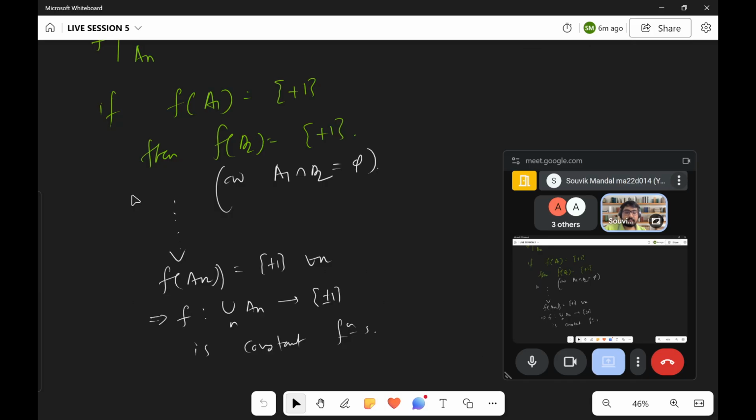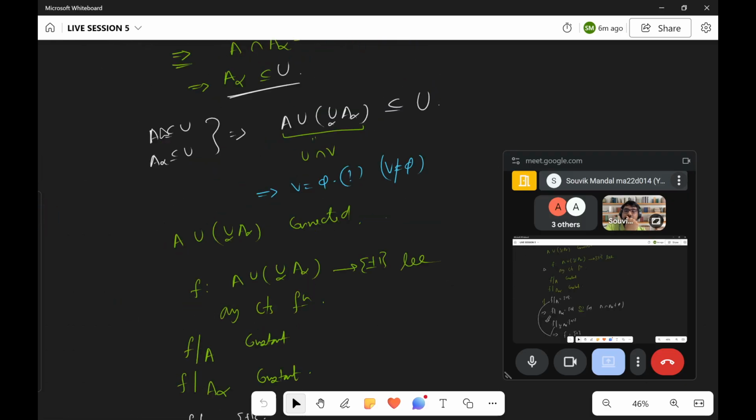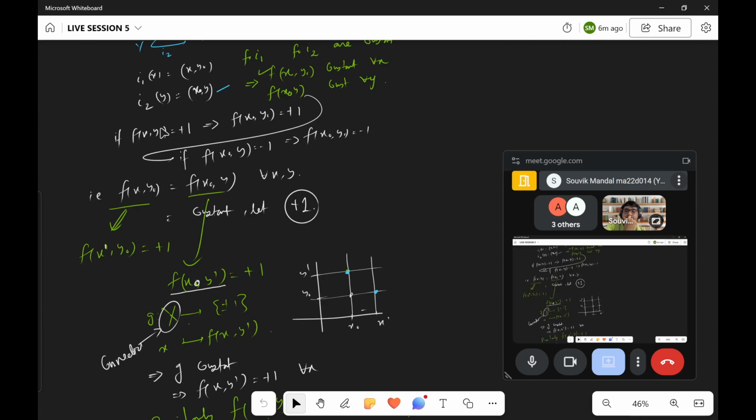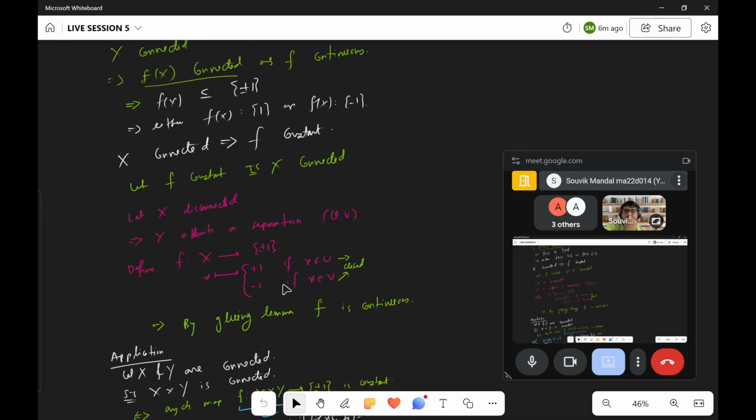I have one doubt. Yeah, tell me. In the application, when X and Y are connected, to show that X cross Y is connected, I'm using that any continuous map f from X cross Y to plus or minus 1 is constant, right, sir? But all other numbers are constant. Why are we choosing 1 and minus 1? Why does that function need to map only to 1 or minus 1?